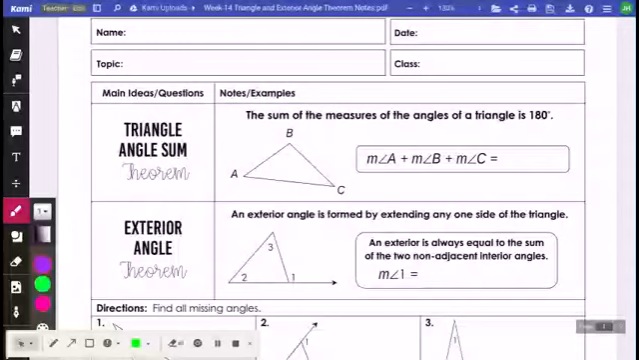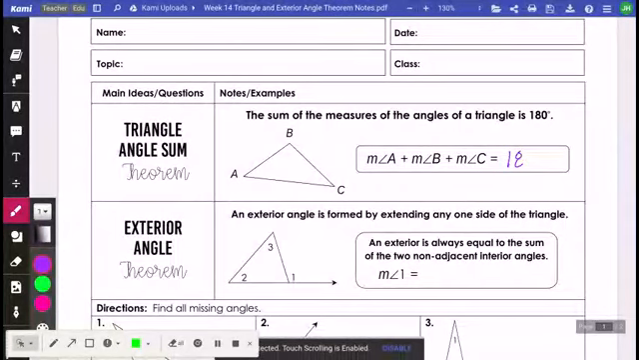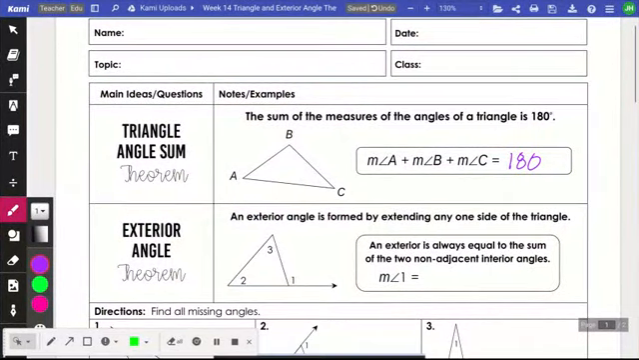Okay, we're going to talk about the triangle sum theorem and the exterior angle theorem. The triangle sum theorem talks about if I add up all three angles in a triangle, it's going to be equal to 180 degrees. I think that's a concept that's learned in junior high, but we're just going to expand upon it here.